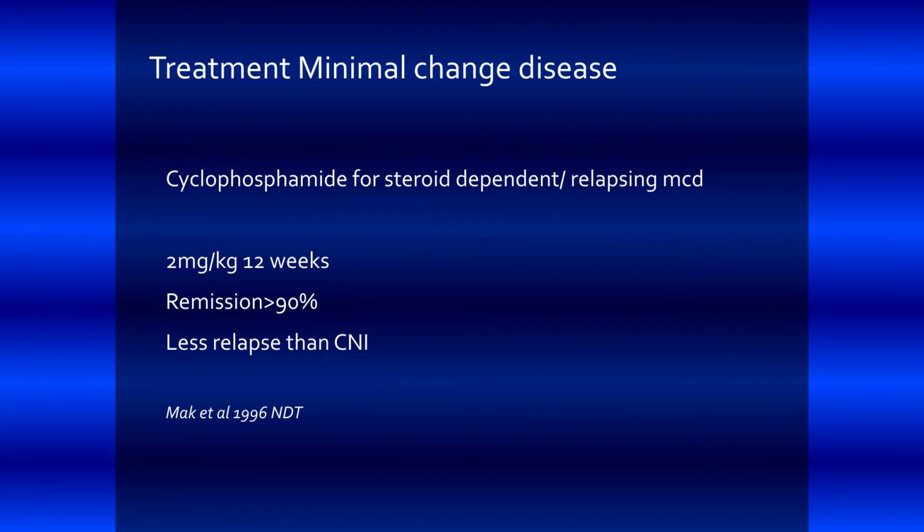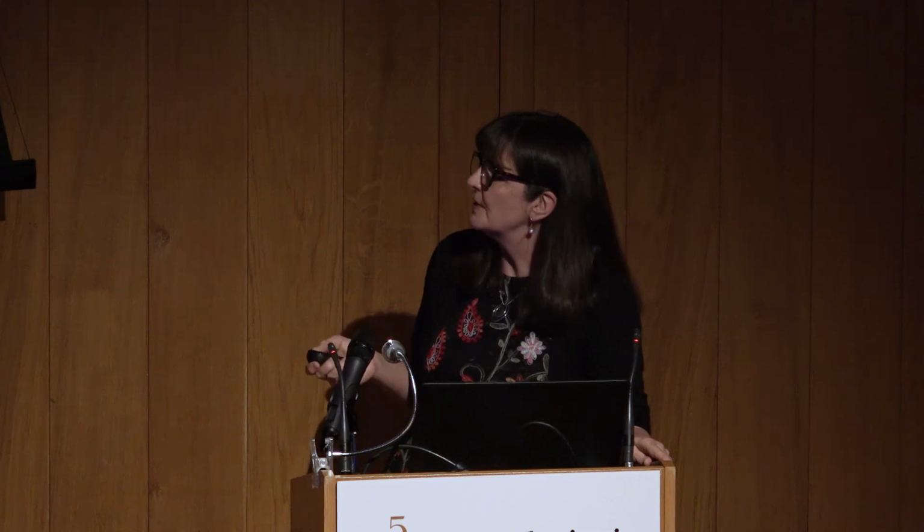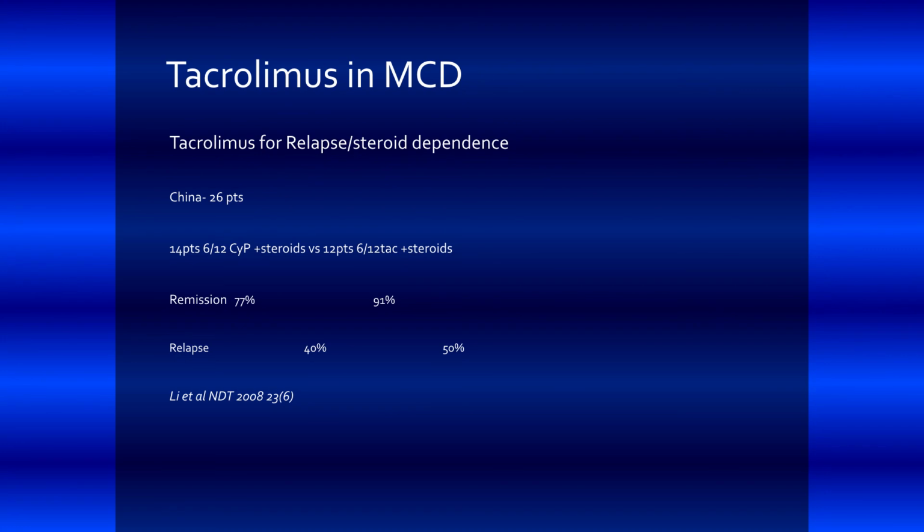So what about cyclophosphamide? So oral cyclophosphamide likewise works. It's only been tested in steroid-dependent or relapsing patients. You need to give 12 weeks oral cyclophosphamide. Remission rates are good and with less relapse than CNIs, but obviously a different toxicity profile.